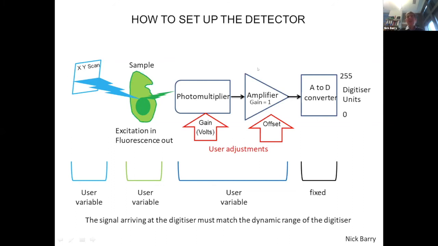We basically train you how to set all of this stuff correctly so that you get the best representation of your sample on the screen. Because really, these are all user variables. The only thing that you don't interfere with is basically the AD converter itself. You can change gain of the detection side and laser power and so forth, and the pixelation. So it's important that you get trained in order to use these instruments as usefully as possible.